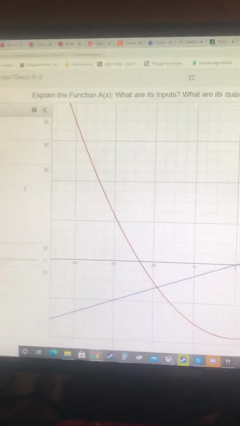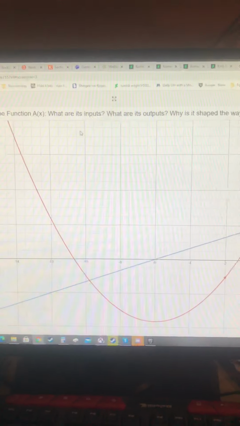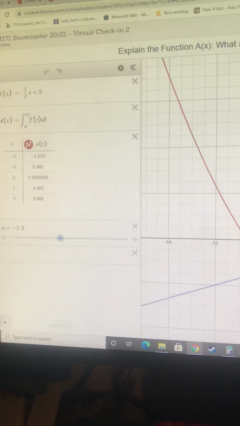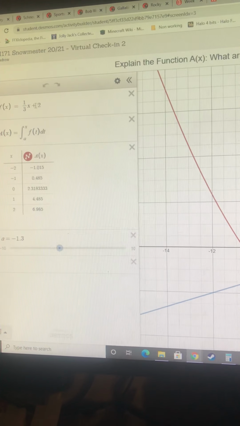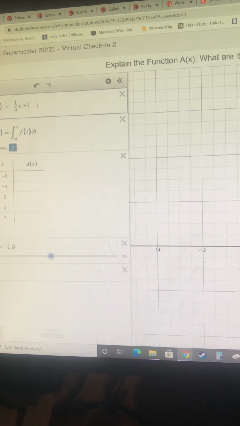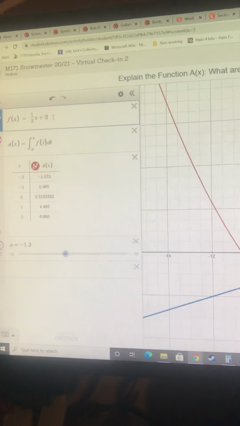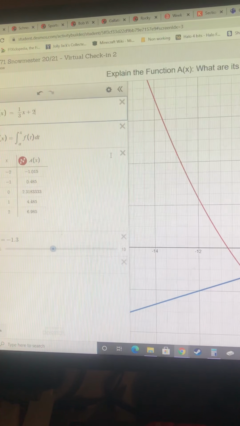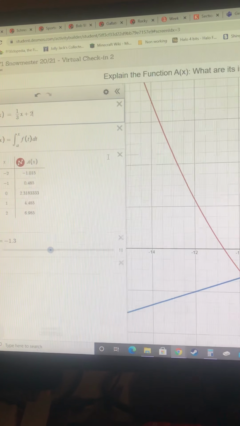All right. Now, explain the function A(x). What are its inputs? What are its outputs? Why is it shaped the way it is? So we have the function x here, but I don't know why we have this top one. Oh, it does do something. Okay. One, I want to say this was an unfair question. In fact, the next one and this one were unfair, because at the time of this, we haven't actually gotten to integrals.